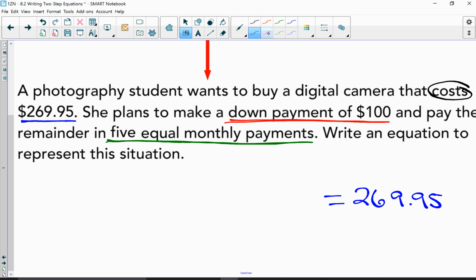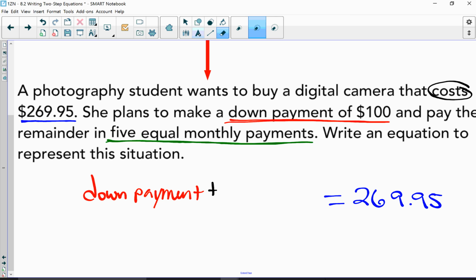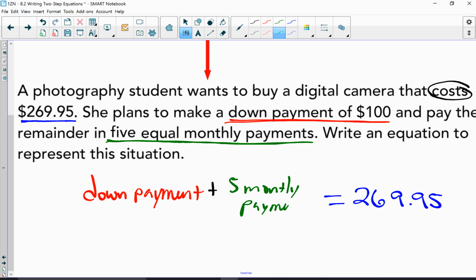But we have some other parts of this word problem that need to be put into the equation. She's going to make one large down payment, so we know that the down payment plus these 5 equal monthly payments is going to equal the total of the camera.